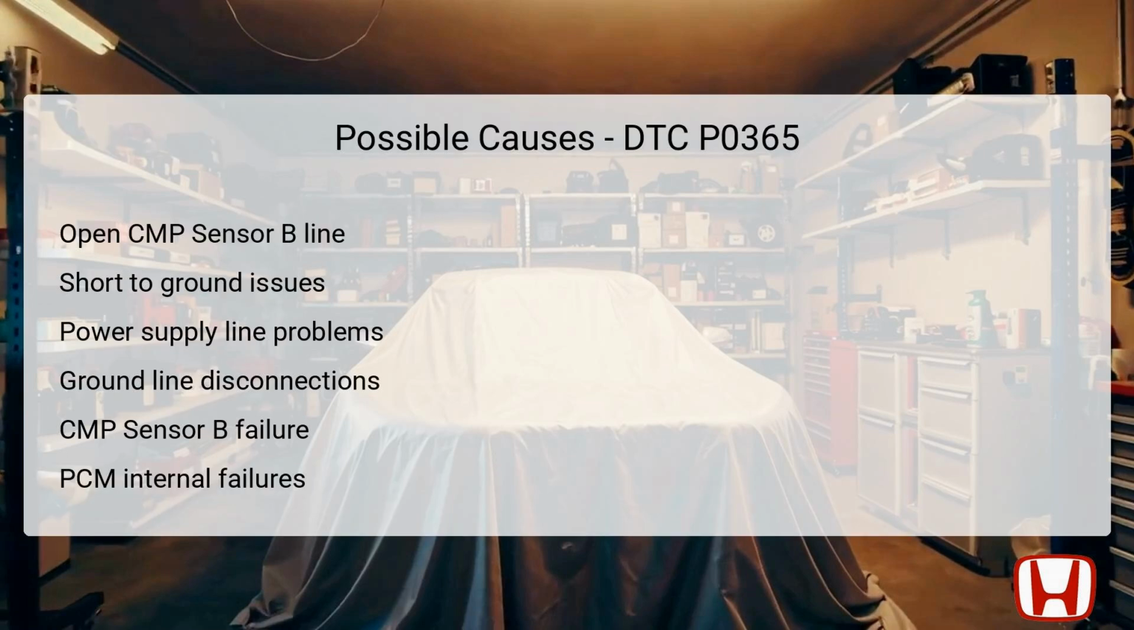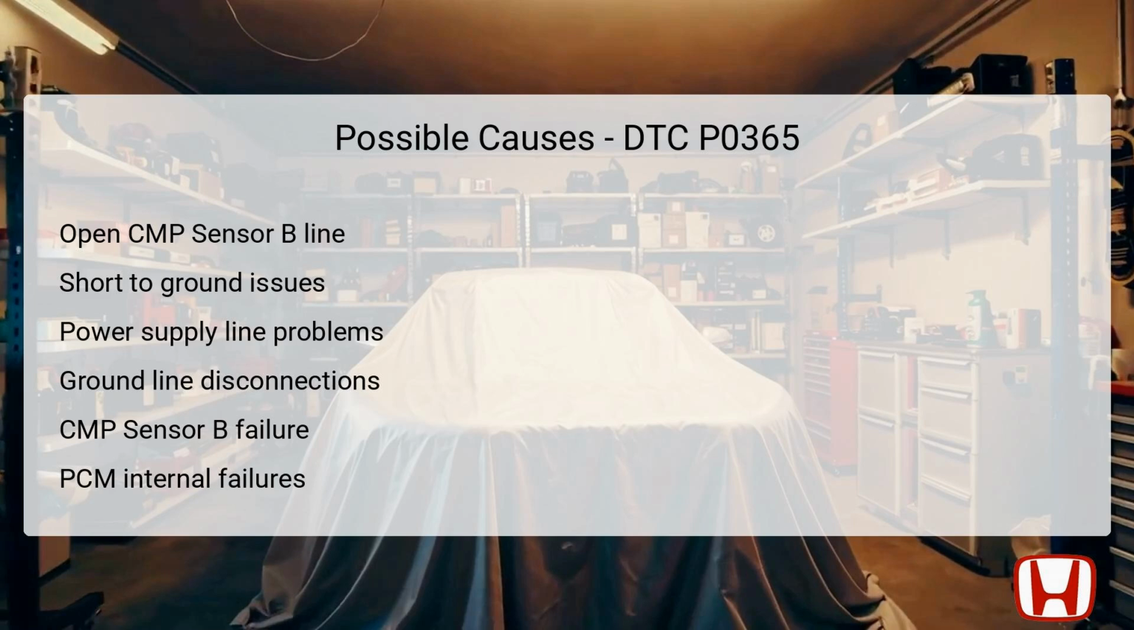There are several potential causes for the DTC P0365. A primary concern could be that the CMP sensor B TDC line is open, meaning that the electrical connection needed for signal transmission is interrupted. Another possibility is that the TDC line is shorted to ground, which can lead to erratic sensor readings or a complete absence of signals. Additionally, issues with the CMP sensor B power supply line being open may prevent the sensor from receiving the necessary voltage to operate correctly.